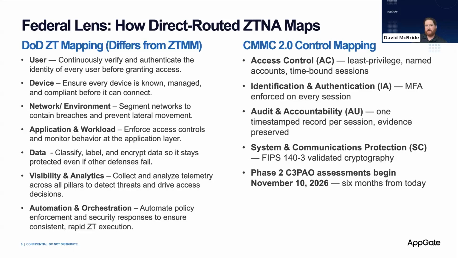The user gets continuously verified through identity in that pillar. And then for device, every device is known and compliant before it connects to the network. As we get to the third pillar, which is network, the network is segmented with enforcement at the gateway. Access is scoped to specific applications, not broad network segments. And then data stays protected and within your custody. Every session generates telemetry, and that feeds your analytics pipeline. And policy enforcement and session revocation can be automated. So that's a slew of information that traverses you across all 7 pillars.